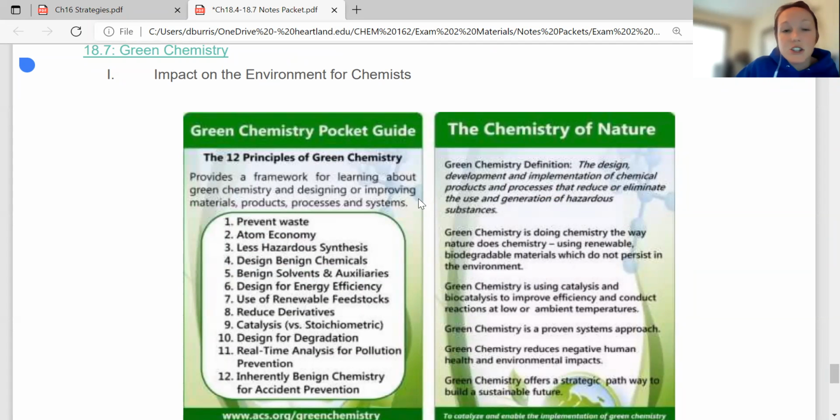Things that as a teacher I can focus on are preventing waste and using less hazardous synthesis. But these are all things that as you go into the field, you will be looking at, because there really is a push for green chemistry now. And hopefully we can bring down that level of toxic things. So we want to be as least hazardous as possible. And most chemists do try to think about this. I like this because it's our green chemistry pocket guide.